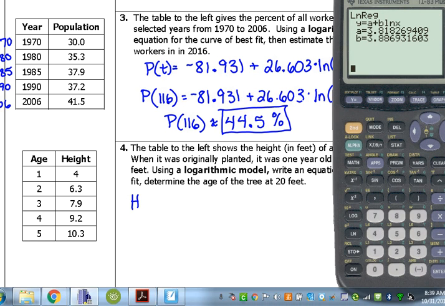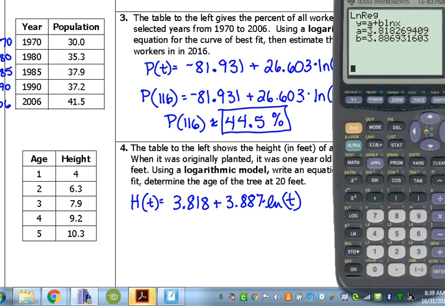So I'm going to use that H for height. So we've got 3.818 plus 3.887 ln of t. I usually write my LNs in cursive so that I know the difference between my L and my 1s.